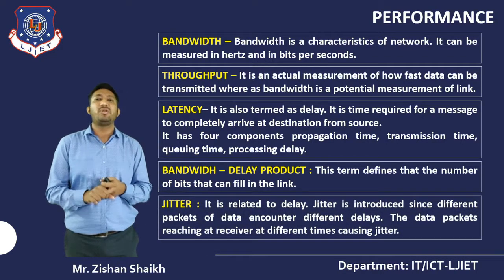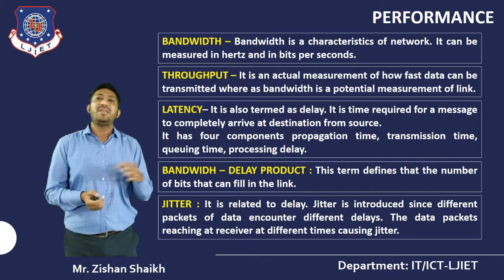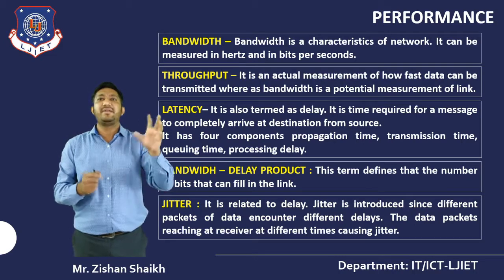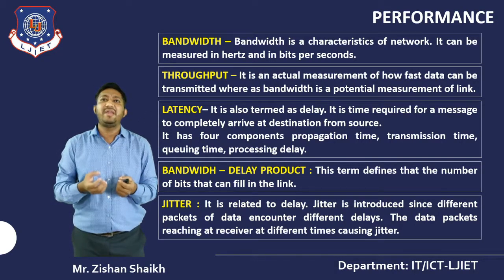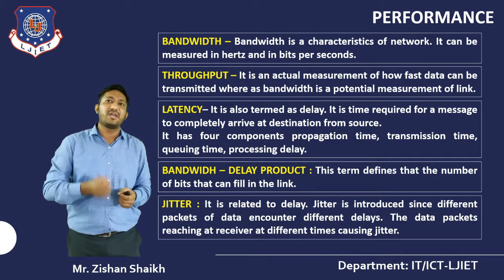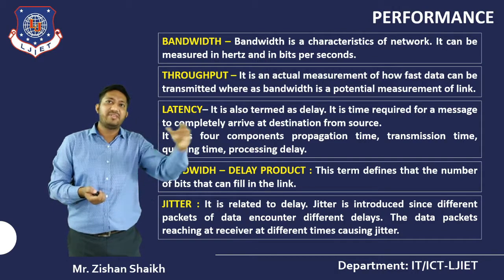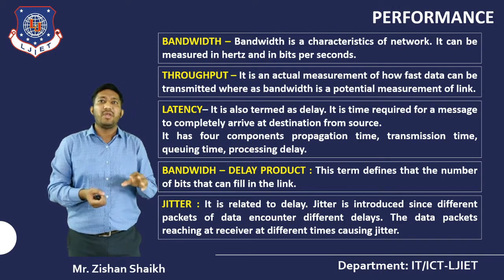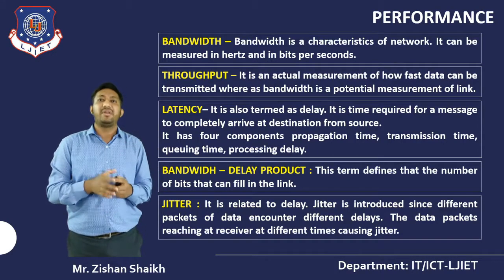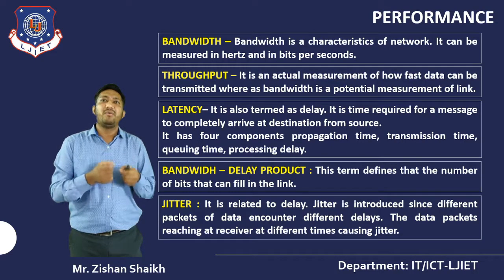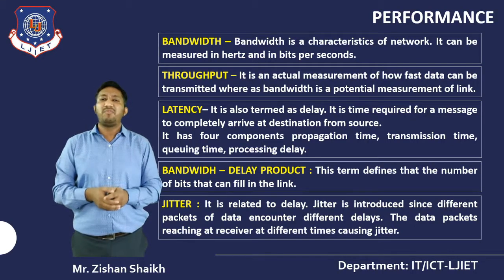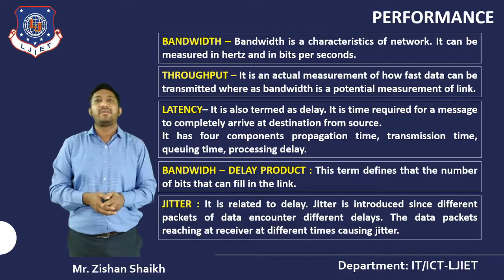And the last terminology is jitter. Jitter is related to delay, because we already know that in the transport layer a number of packets are sent, and those packets are received at the receiver side at different times. Due to that, delay occurs, because one packet arrives at time X and the second packet arrives at time Y. At the receiver side, the packets are reassembled and then the receiver shows the data. The delay due to this packet arrival difference is known as jitter. So this is all about the performance terms related to your transport layer.